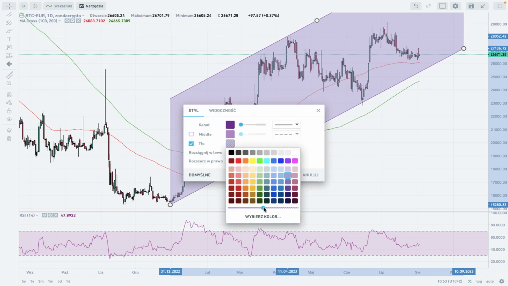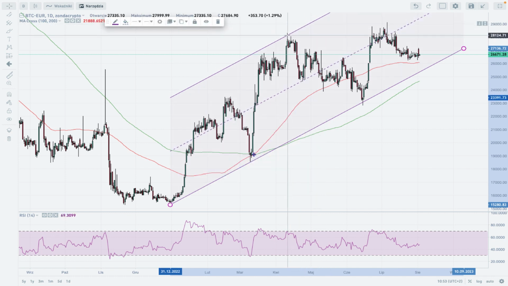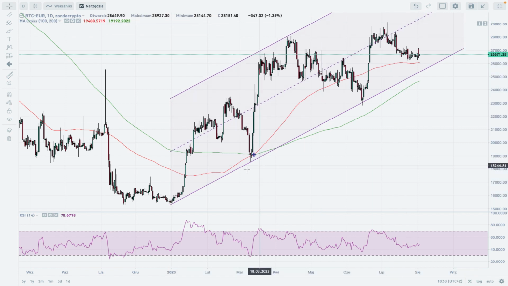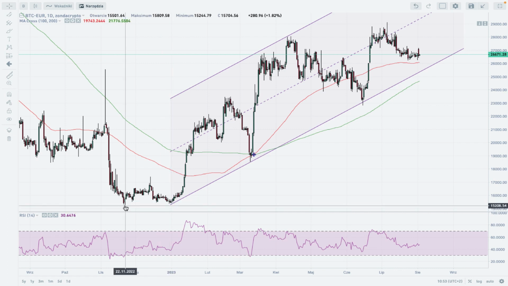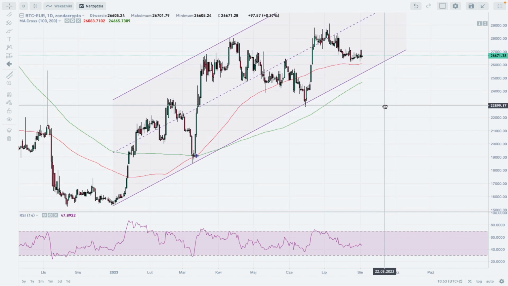So let me just simply adjust this channel a little bit better, and roughly this is how it's supposed to look like. So we got this channel, a very nice ascending channel, roughly from the lows of, let's say, 15,200 and 50,300, 50,200. We are trading above the 100. We are trading above the 200 days moving average.